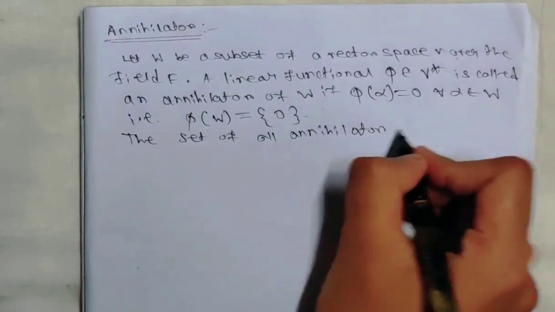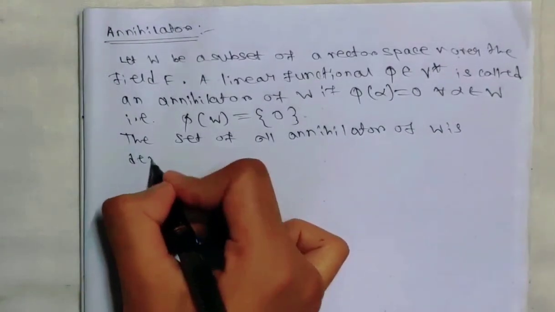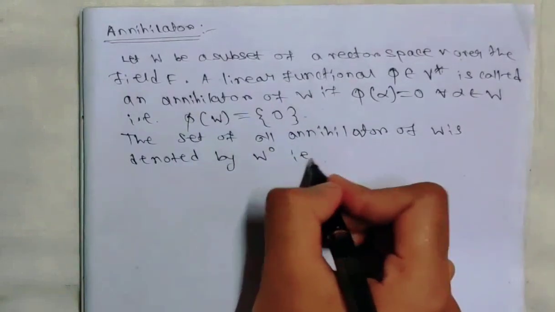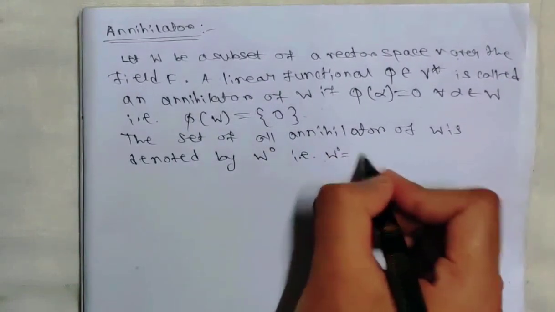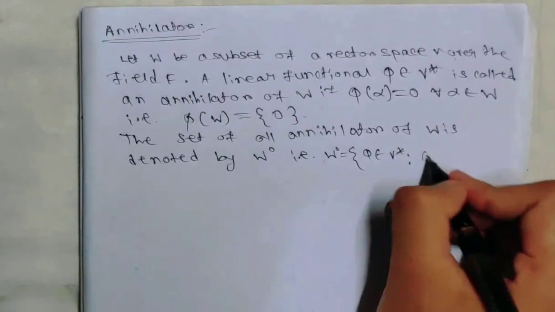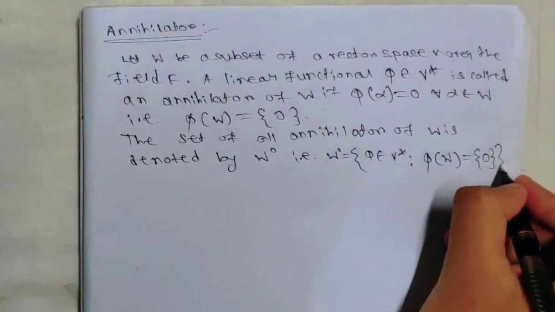The set of all annihilators of W is denoted by W naught, that is, W naught equals phi belonging to dual space V star such that phi of W equals singleton 0.